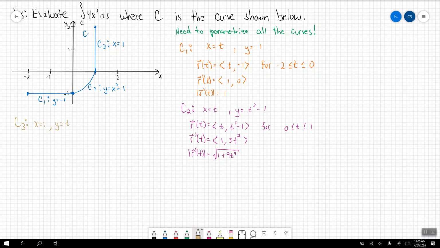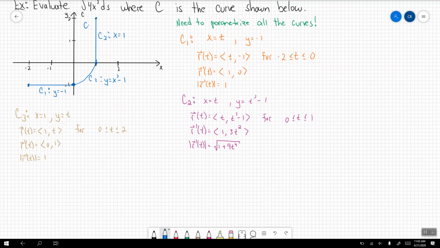So my r of t is just going to be 1 comma t. Let's find out what t values we need. The t values are the y values, and the y values just go from 0 to 2. It's looking good so far. Take the derivative. So that's 0, that's 1. Take the magnitude. Should just be 1. Perfect.